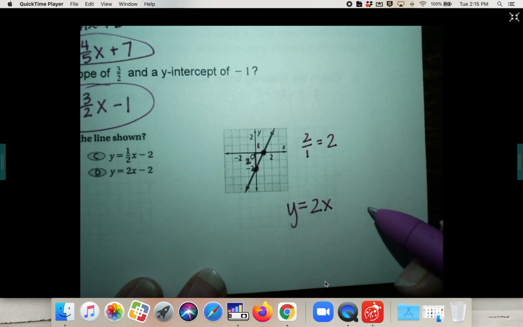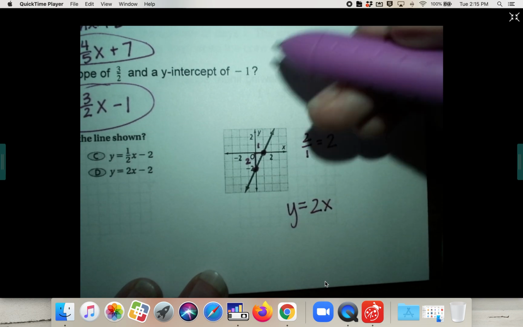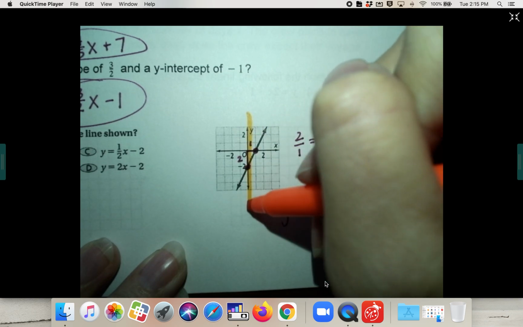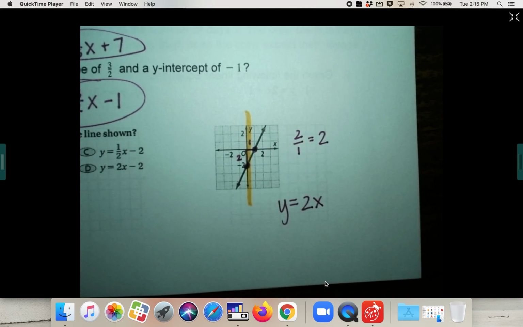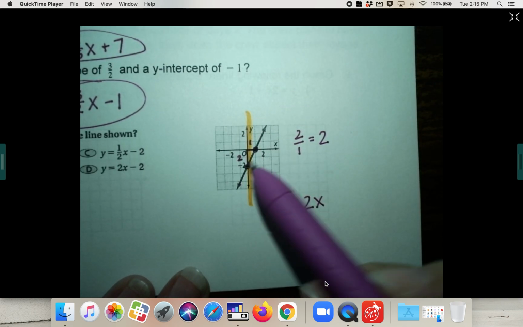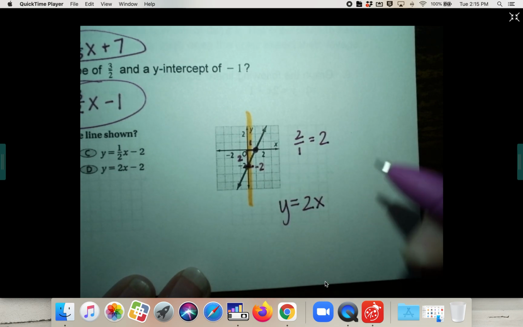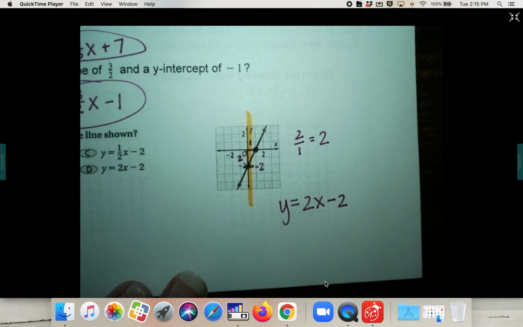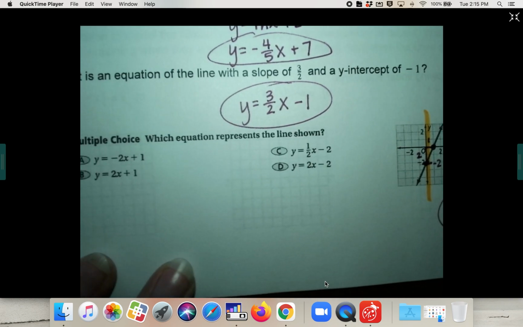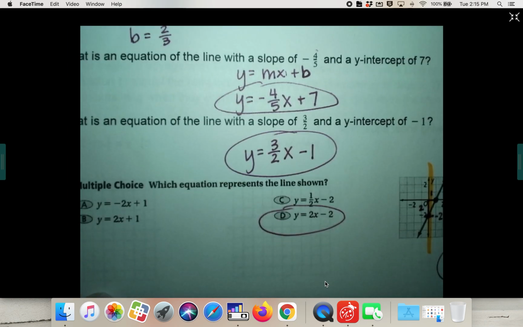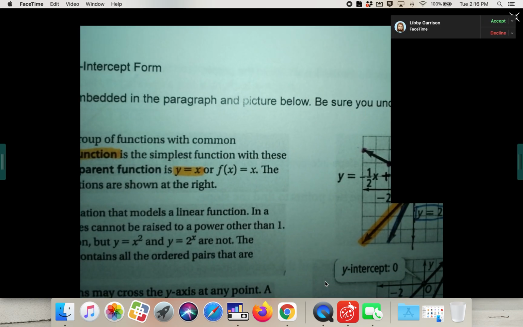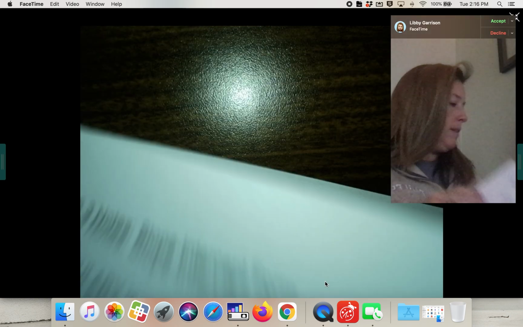So we've got our slope. Now we just need our b, our y-intercept. And the b is, again, the y-intercept. It's the place where it crosses the y-axis. So let's look at where it crosses the y-axis. It crosses right here, which is negative 2. So since it crosses right there at negative 2, my y-intercept is minus 2. Oh, this was multiple choice. So that is D. Okay, sorry about that. Okay, turn the page.